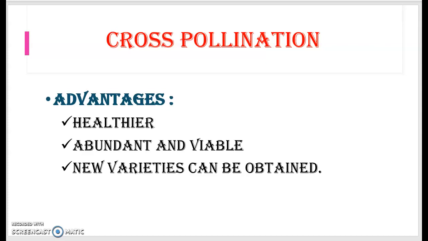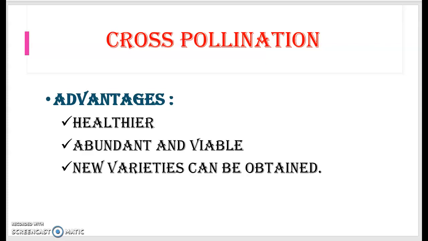New varieties of plants can be obtained by doing cross-pollination. It can be natural cross-pollination or manual cross-pollination, but we could get a new variety out of the two different parent plants. It doesn't mean that you will get another plant. You will get the same plant, but as I said with the flower example, you will get a new variety. Okay, that's exactly what this particular advantage means.